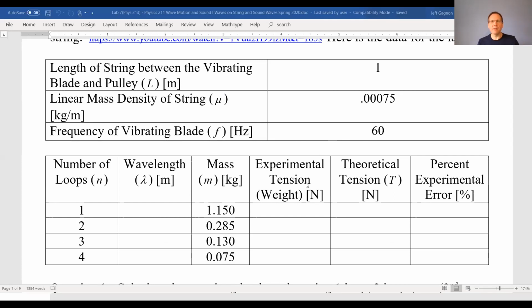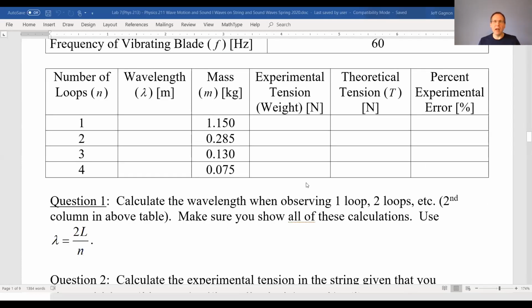And then the data I collected for you guys: I had to figure out how much mass to hang from the string so that I was observing exactly 1 loop, and then 2 loops, 3 loops, and 4 loops. So these are the mass values here. I had to put 1.150 kilograms on the hanger, including the hanger itself, and then I observed exactly 1 loop. You will see this when you watch the video. I had to put on 0.285 kilograms to observe 2 loops, 0.130 kilograms to observe 3, and so on. And really, that's all the data that you had to collect.